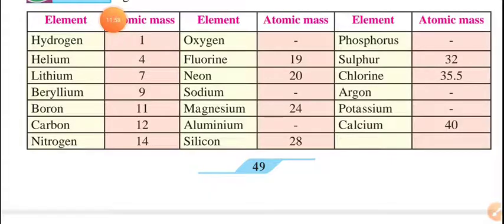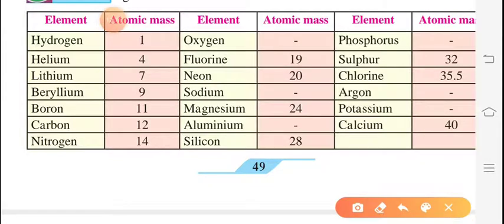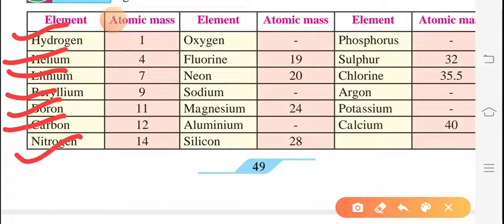Here the table is given, elements and their atomic masses. You can observe in this table, hydrogen is 1 atomic mass unit. So the atomic mass unit is with all. Helium is 4, lithium 7, beryllium 9, boron 11, carbon 12, nitrogen 14, and so on.